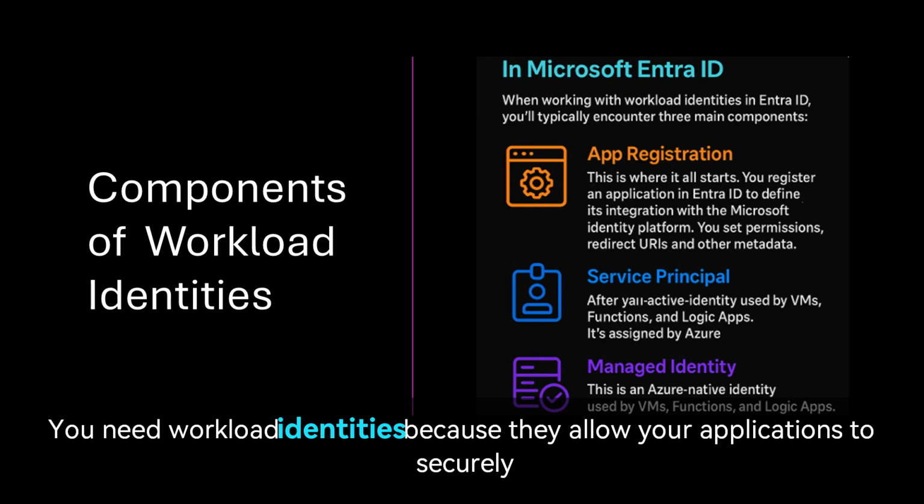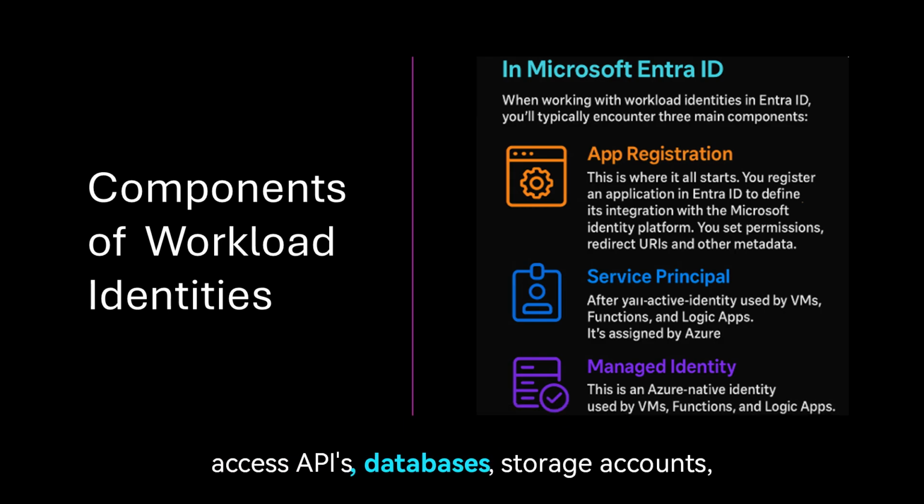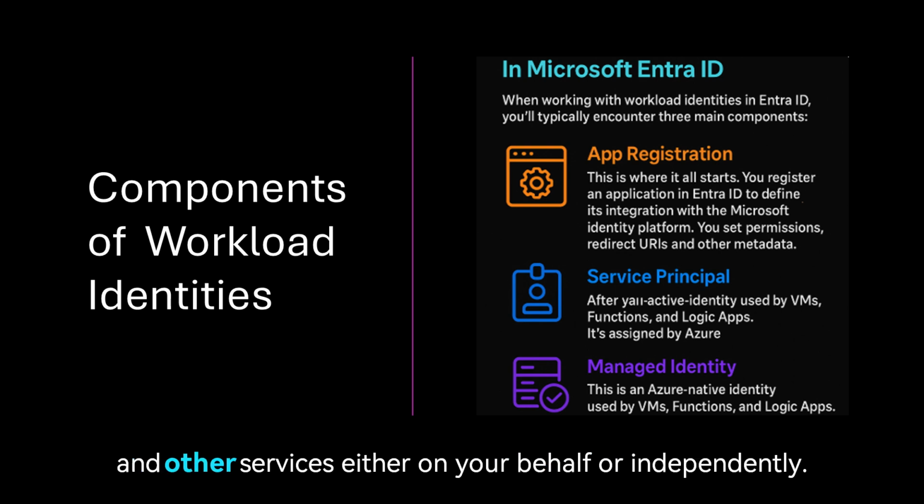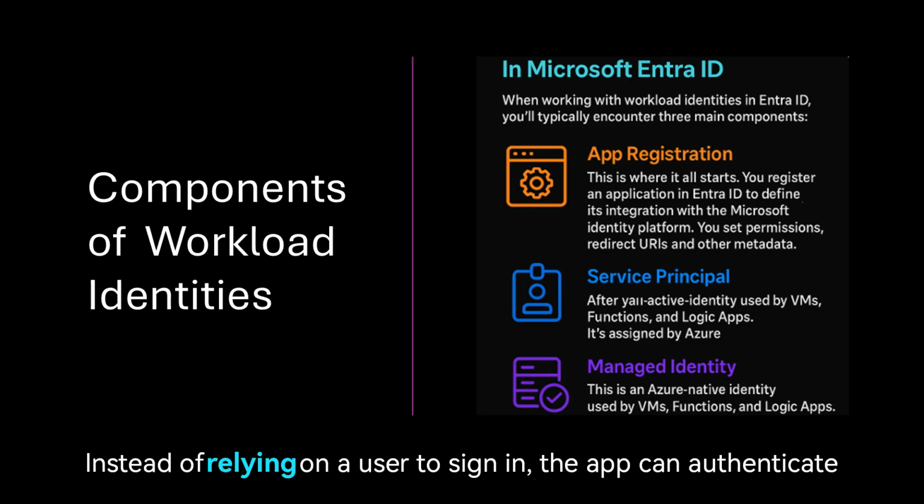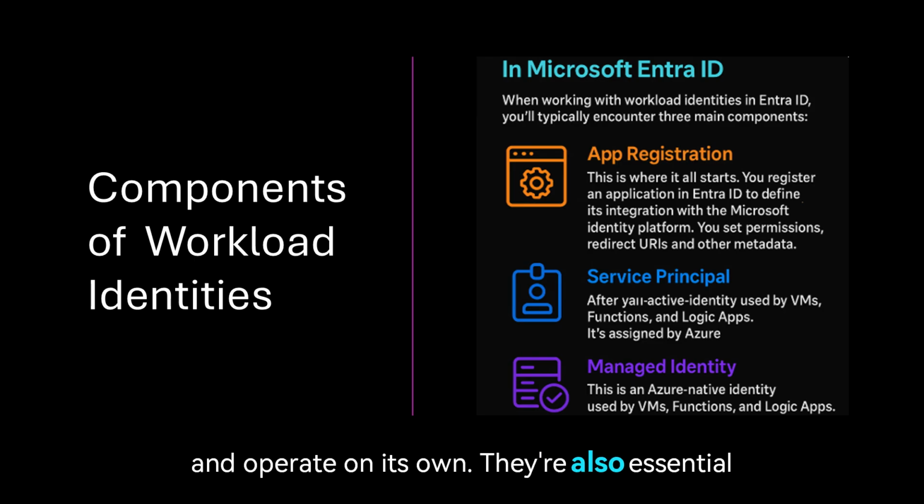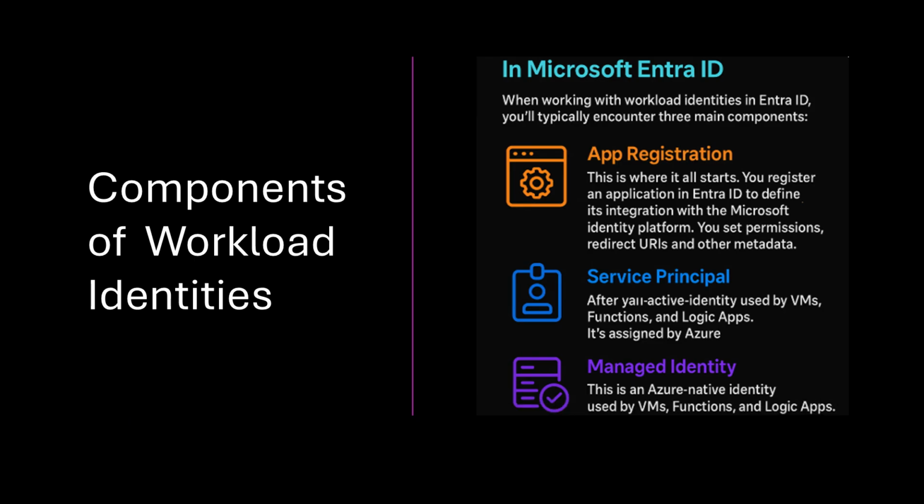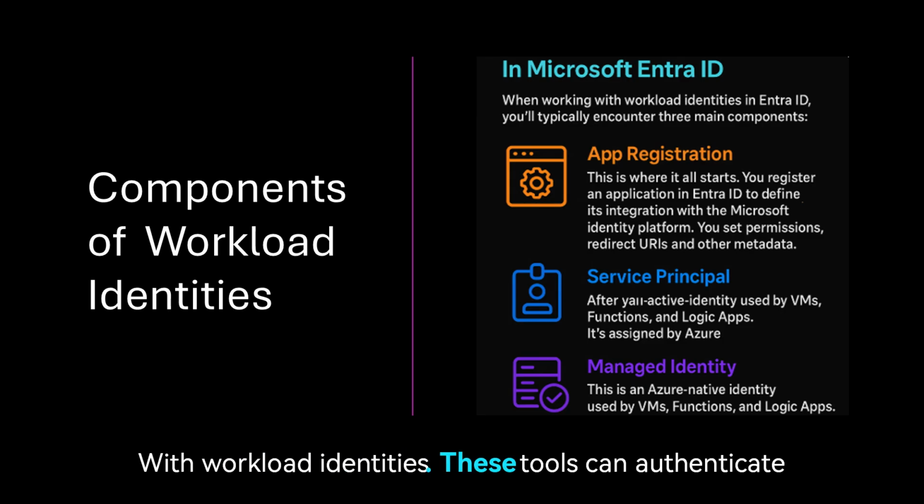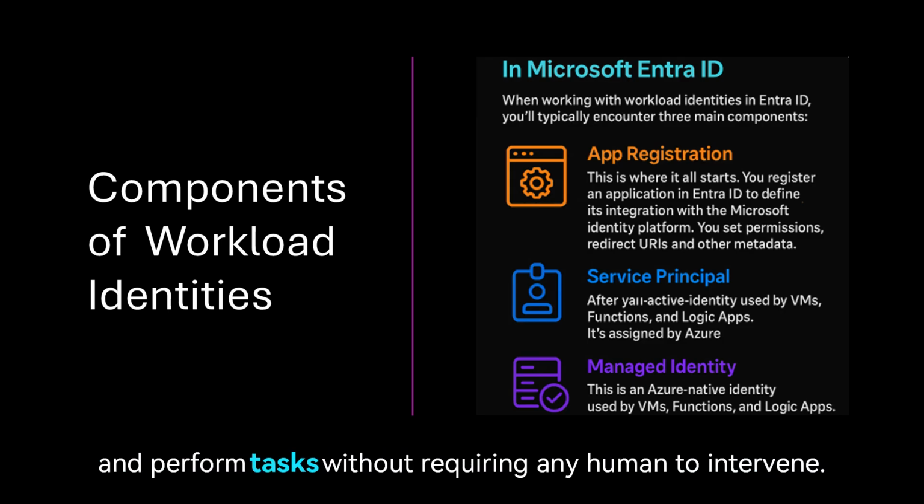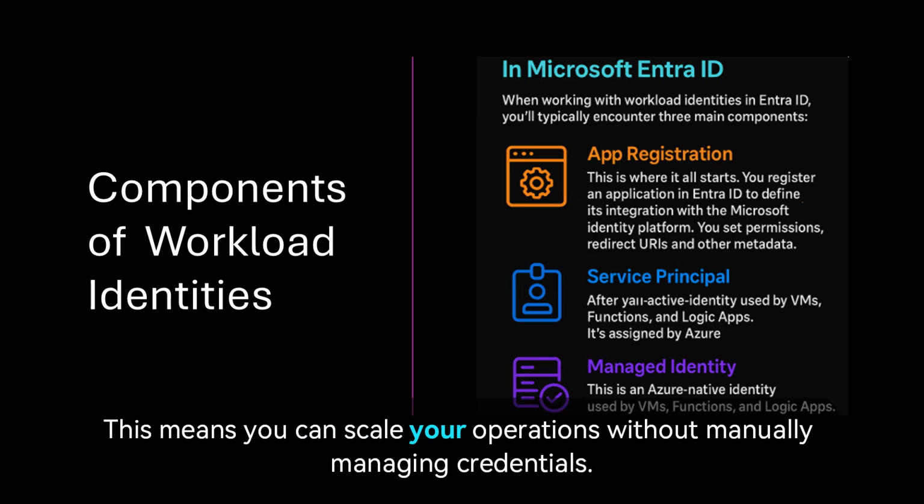You need workload identities because they allow your applications to securely access APIs, databases, storage accounts, and other services, either on your behalf or independently. Instead of relying on a user to sign in, the app can authenticate and operate on its own. They're also essential when you use automation tools like deployment pipelines or background scripts. With workload identities, these tools can authenticate and perform tasks without requiring any human to intervene. This means you can scale your operations without manually managing credentials.